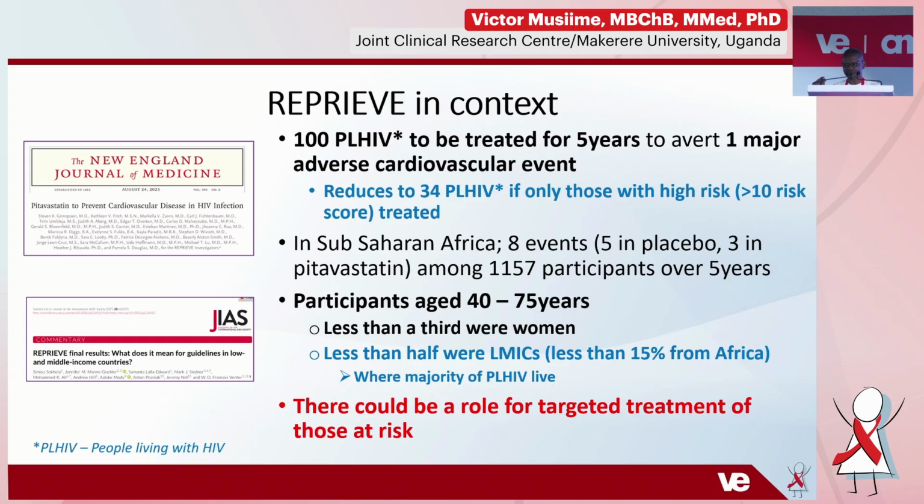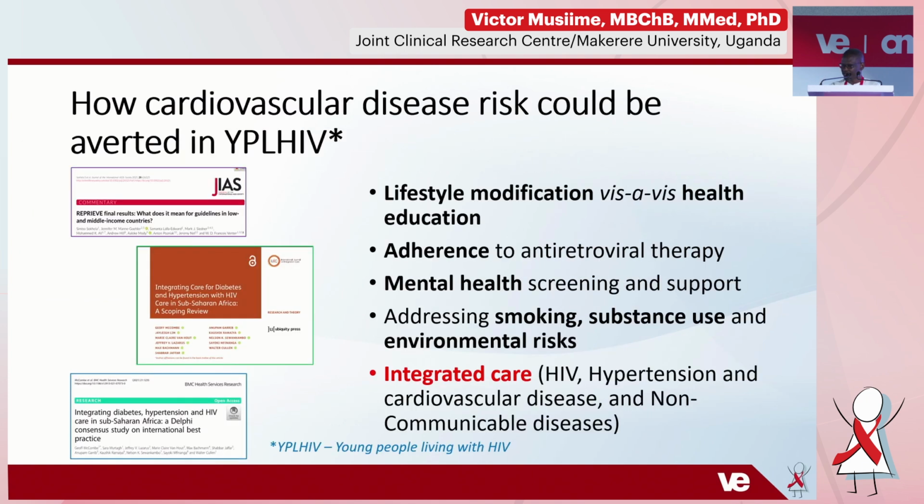So the important thing that we could learn from this, if we were to get some action, this was a large trial, what could we do? There could be a role for a statin in those at risk. If you identify the people at risk, that could be a role. And what are some of the things that could be done? One is integration of care, lifestyle modification, adherence to ART, mental health, and lots of other things. This is doable, and we should do it, okay?